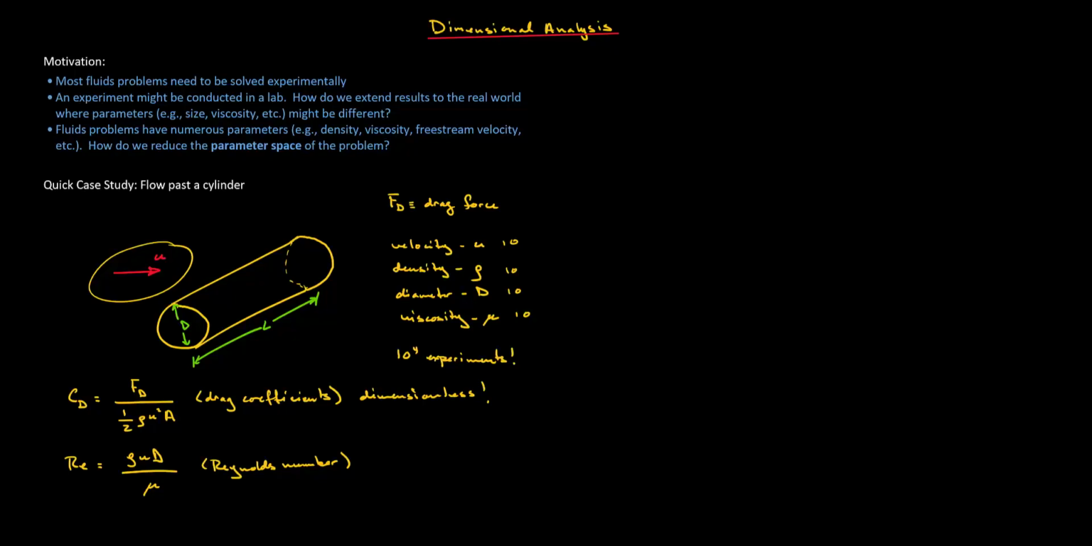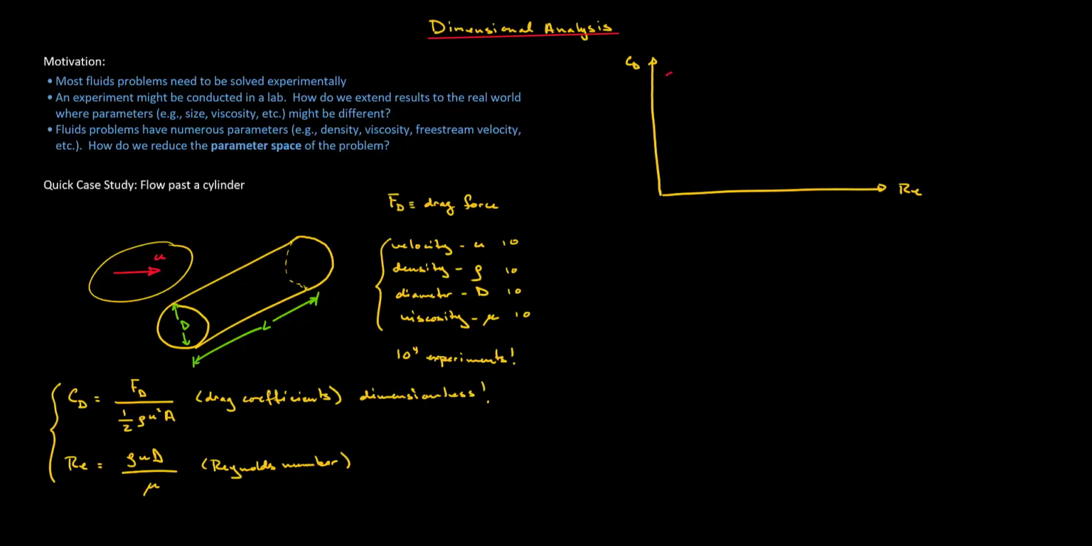So what we see here is that the problem can be reduced to a CD versus Reynolds number curve. Notice that we have all of the required parameters, velocity, density, diameter, and viscosity, appearing in CD and RE, the Reynolds number. So all of the relevant parameters are included in these two dimensionless parameters. So we can create, or the experimentalist will just report, a curve of drag coefficient CD versus Reynolds number.